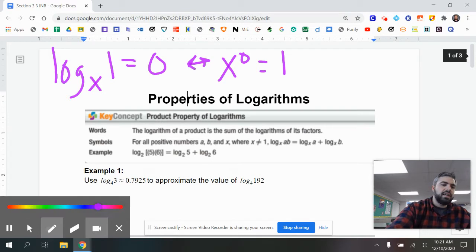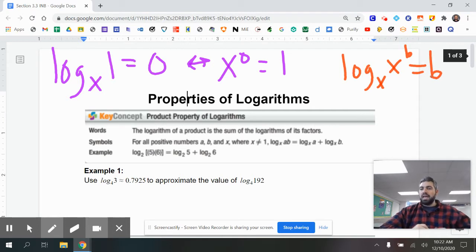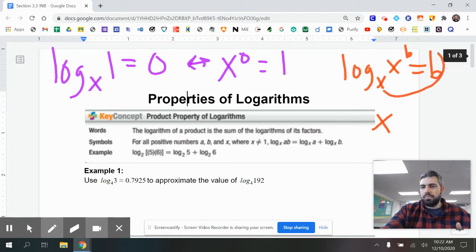Another thing is this. If we have log base x of x to the b power, it's just equal to b. And why is that? It's because if we do our loop rule, we're really saying x to the b power equals x to the b power. Those are equal things, right? So we can actually say that log base x of something, x to the whatever power, is equal to that one thing. And so we can use that as we go forward to help simplify logarithms.